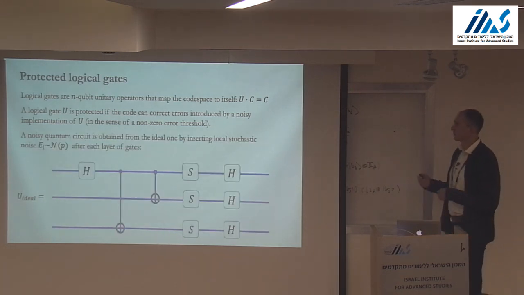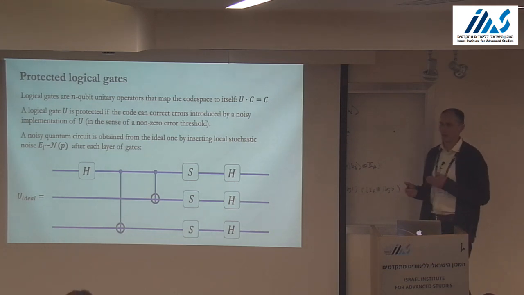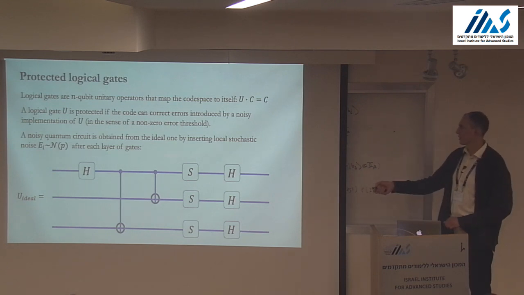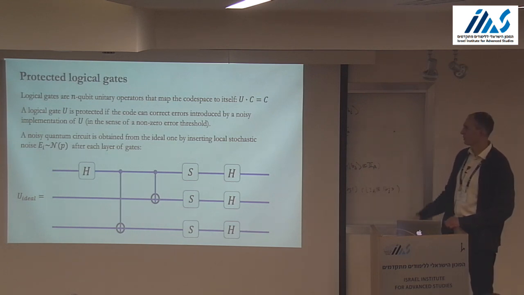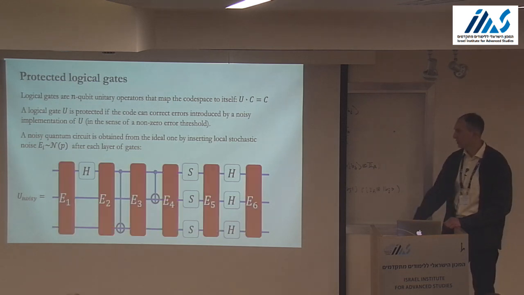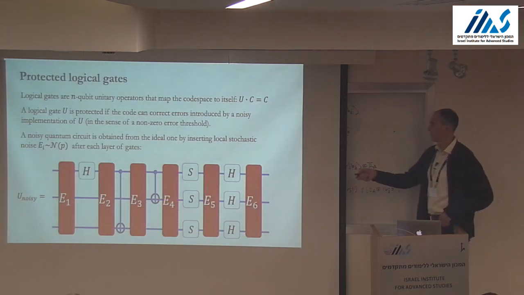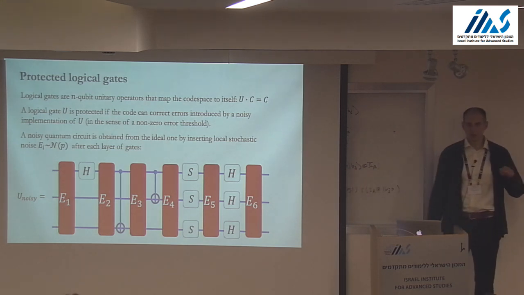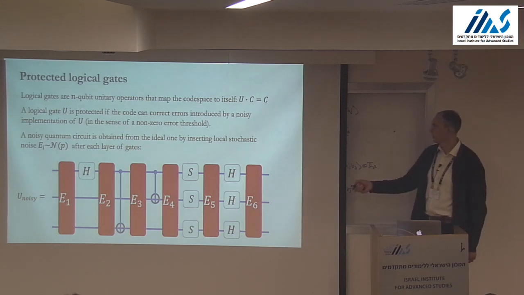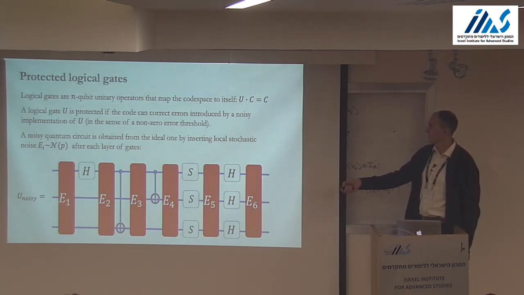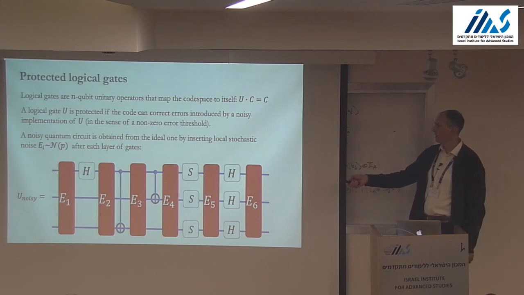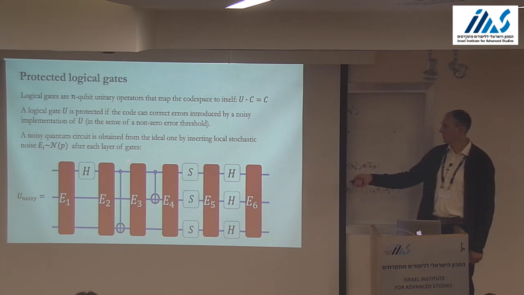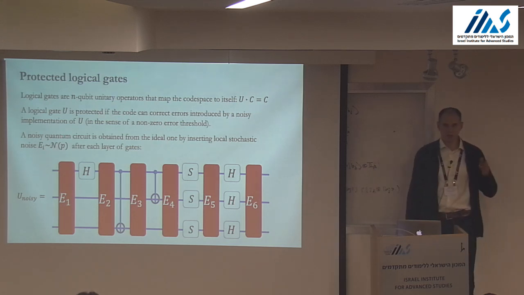And first of all, I have to define what I mean by a noisy quantum circuit. Suppose we start from an ideal quantum circuit like this one. Then the noisy version would basically be obtained by inserting local stochastic noise after every layer of gates. Say E1, E2, and so on must be local stochastic noise. And for simplicity, I'm assuming that the error rate is the same for every time step.